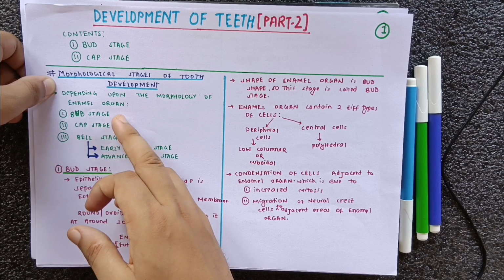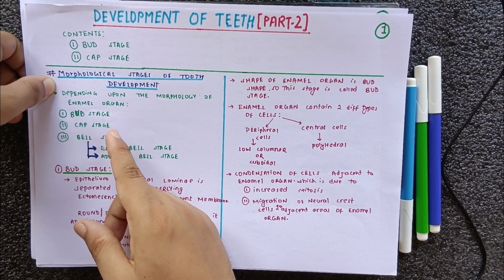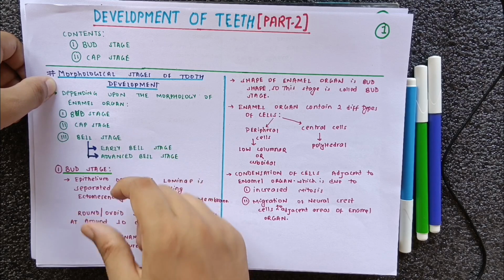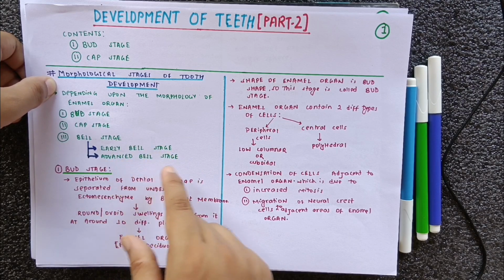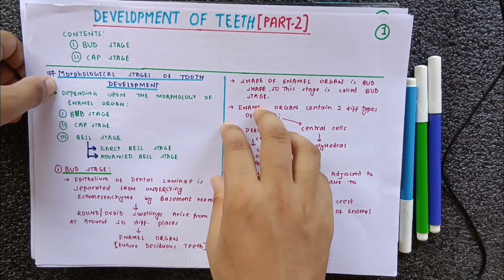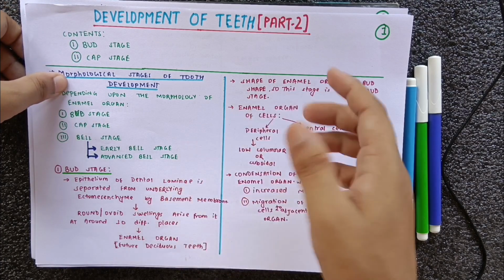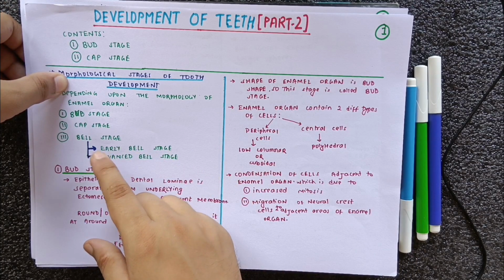The first stage is the bud stage, the second is the cap stage, and the third is the bell stage. In the bell stage we have the early bell stage and the advanced bell stage. In this video we will focus on the bud stage and cap stage; in a later video we will discuss the bell stage in detail.